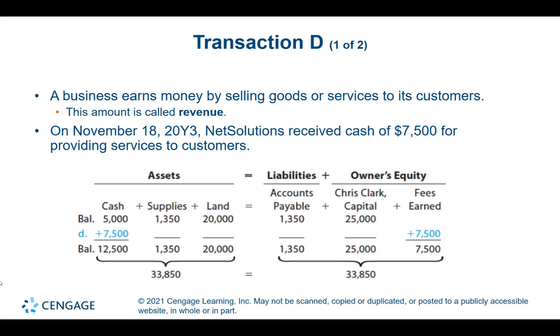Keep in mind that if the company receives money but has not provided services or has not sold any goods to the customer, then revenue is not yet earned and there's no impact on owner's equity. The recording would go to a different account other than a revenue account. In this transaction, we know fees was earned because service was provided to the customer. The accounting equation balances. Cash, an asset, increased $7,500, and fees earned, an owner's equity account, increased $7,500.